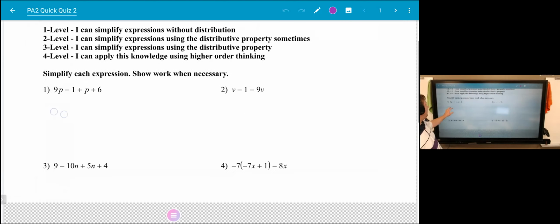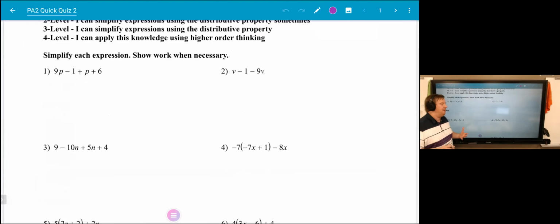In this case, we need to combine the things we can combine. 9p minus 1 plus p plus 6. You can only combine things that have the same variable or letter, and the same exponent. These both have p, 9p and positive 1p. This is 10p. Combine the negative 1 to positive 6 to get a positive 5.